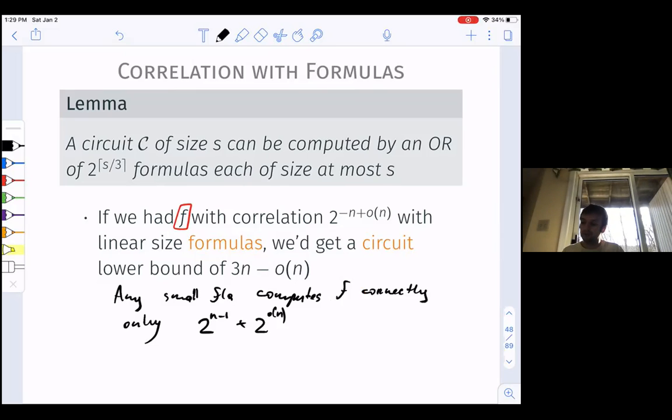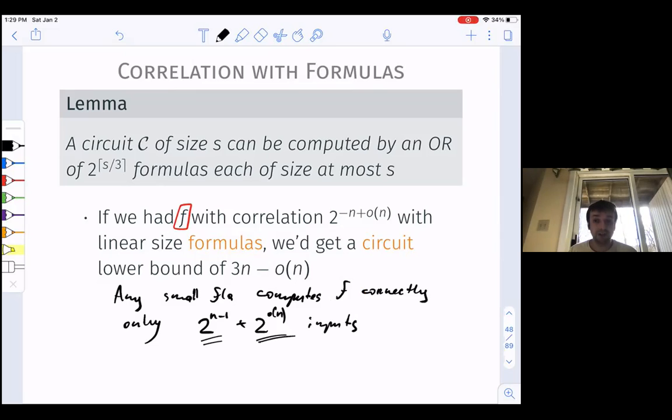It's easy to compute my function correctly on half of the inputs. You just output either 0 or 1. At least one of these functions computes my function f correctly on half of the inputs. But I'm saying that any small formula has small advantage over this. Only 2 to the little of n inputs.